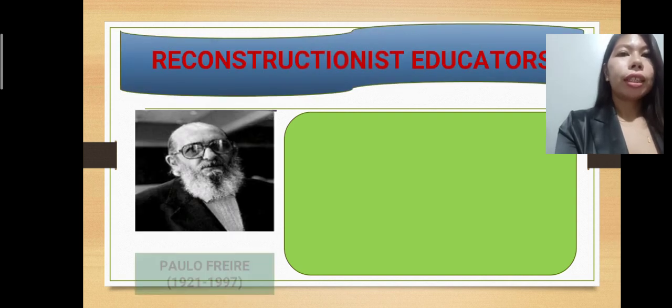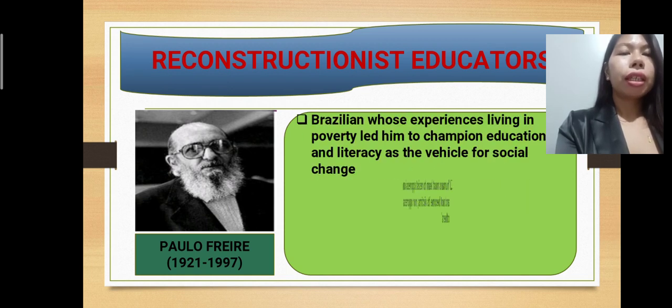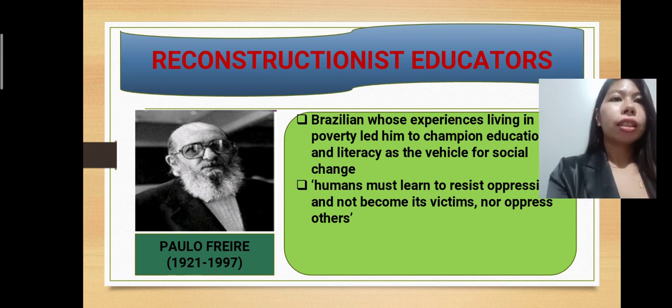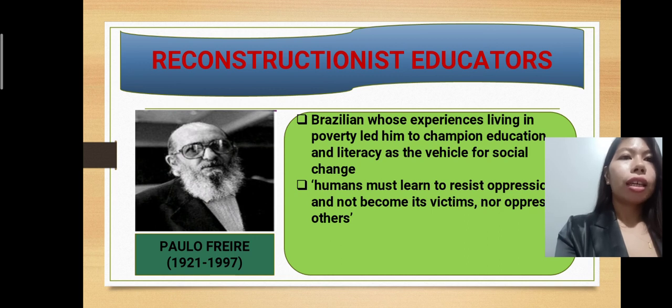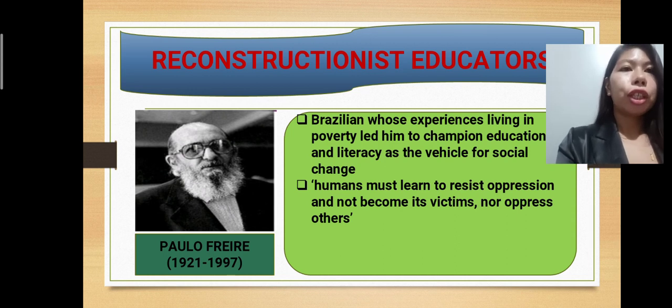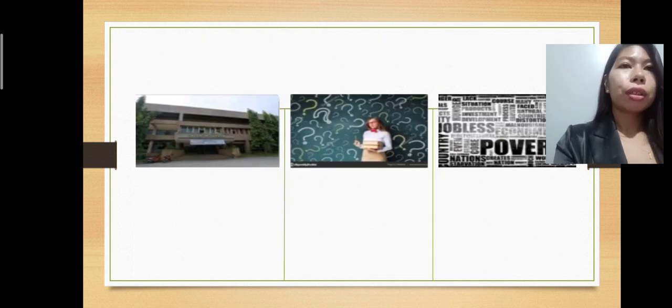The third one is Paulo Freire. Paulo Freire is a Brazilian whose experiences living in poverty led him to champion education and literacy as the vehicle for social change. He believed that humans must learn to resist oppression and not become its victim nor oppress others. And he saw teaching and learning as a process of inquiry in which the child must invent and reinvent the world.